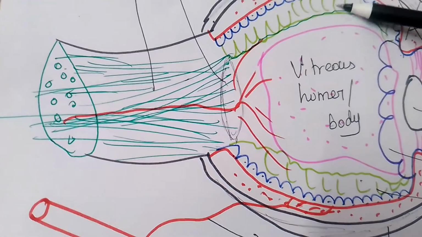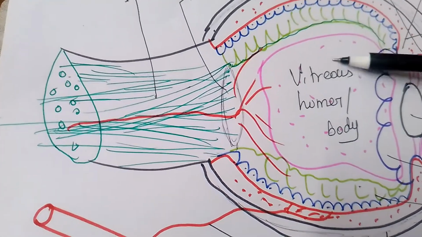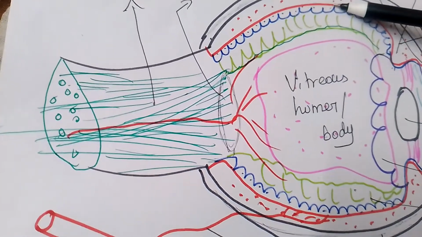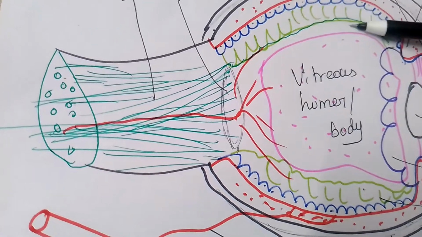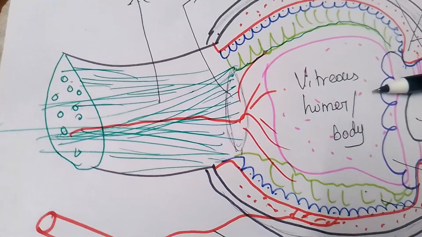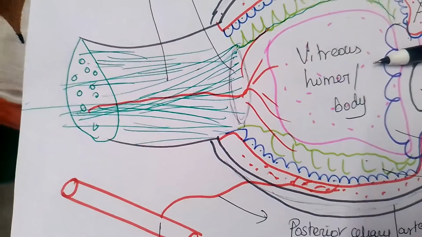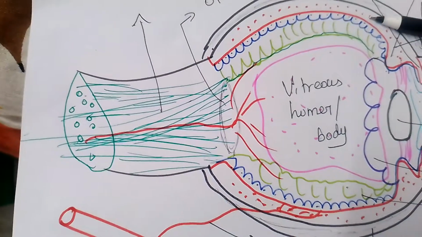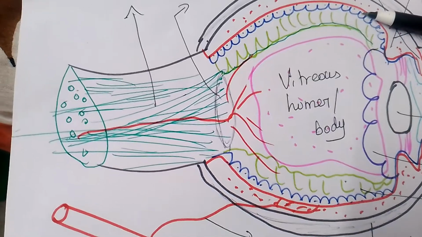So the retina is present between the vitreous humor and the choroid. From the choroid, the retina also gets its blood supply. The pigmented part of the retina helps to prevent the scattering of light in the back of the eye.